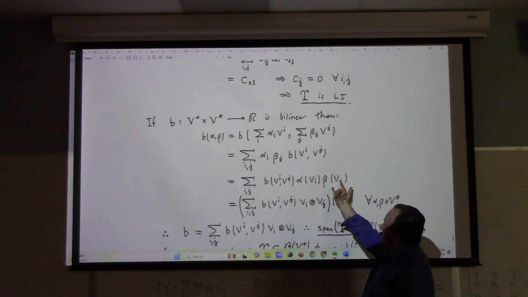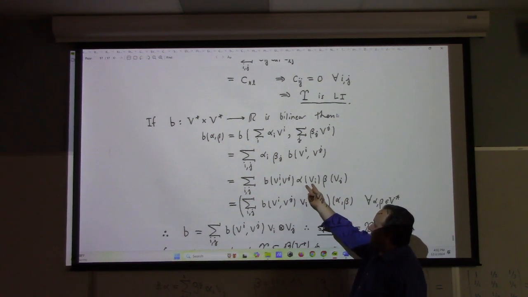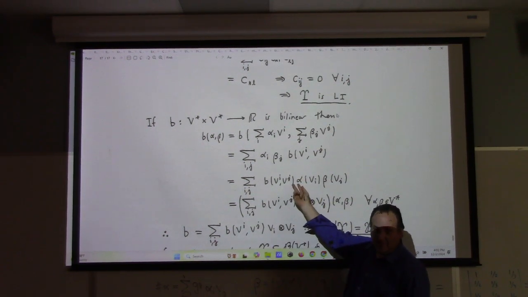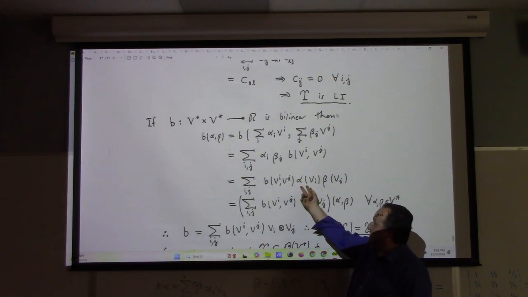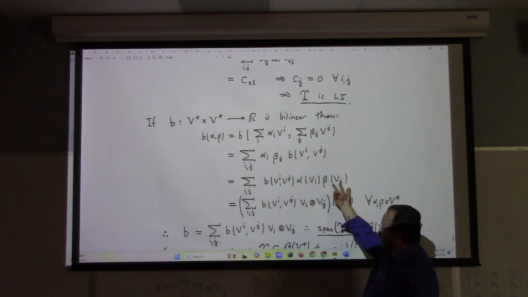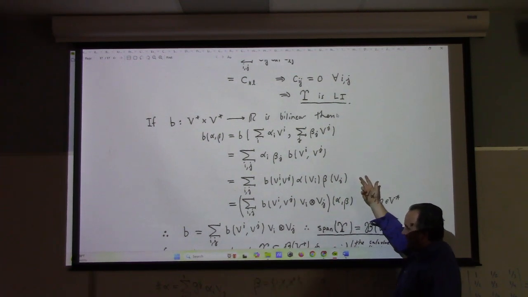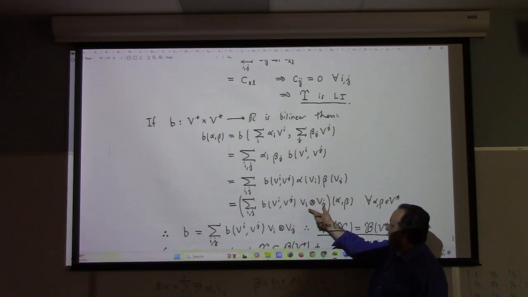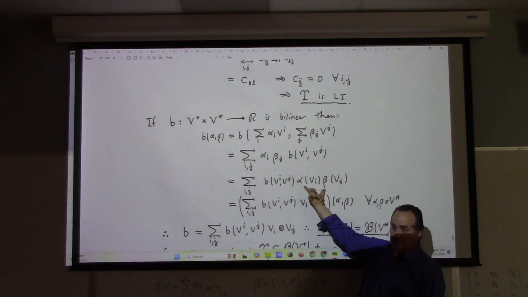And over here, I'm going back to basics, right? The ith component of alpha is alpha of Vi. Remember this. The things we learned about dual basis are still relevant. To calculate the ith component of the dual vector, we simply take the dual vector and operate on the ith vector, right? This is alpha I. This is beta J by our previous work in dual vectors. But then, that is also Vi tensor Vj acting on alpha beta by definition.